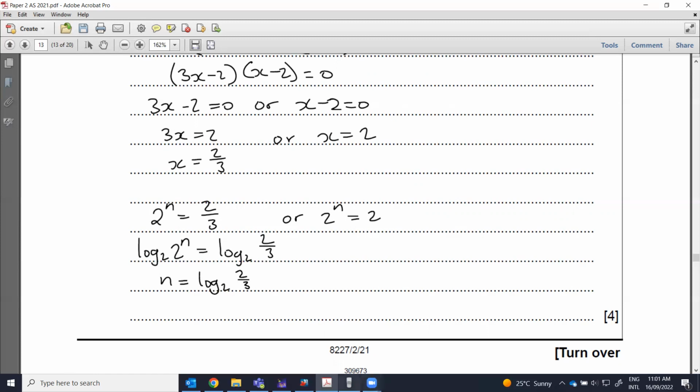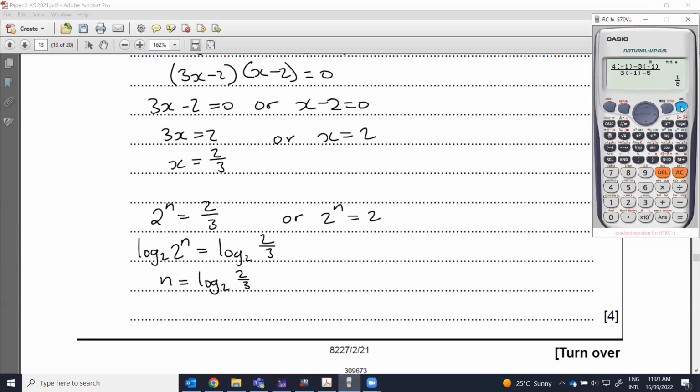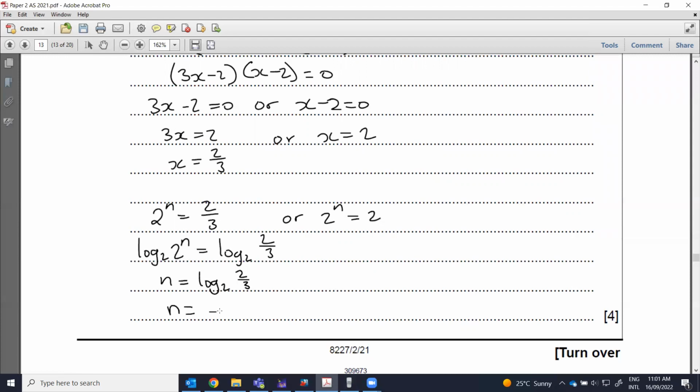So this you type in on your calculator. Okay, log base 2 of 2 over 3. This is negative 0.585 if I write it to three significant figures. So n is equal to negative 0.585 to three significant figures as the instructions say.